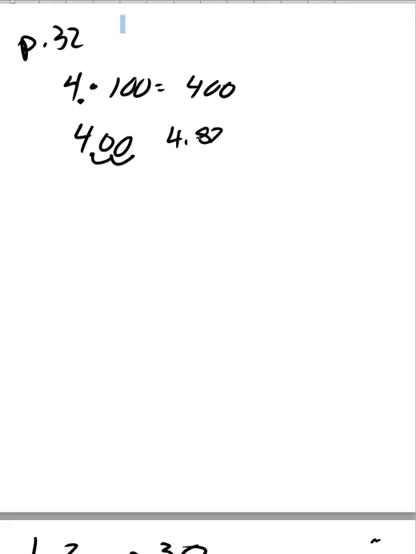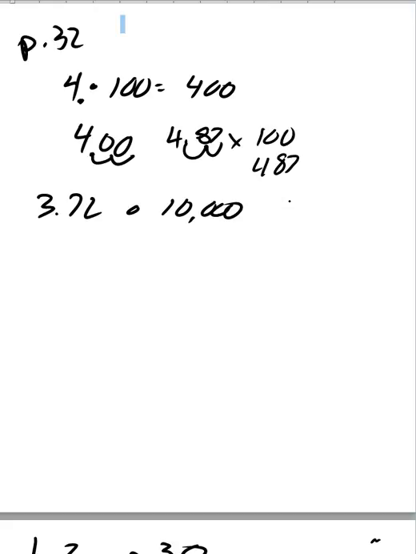Same thing would be true if you had 4.87 times 100. I move the decimal point 2 spots to the right, and I get an answer of 487. However many zeros you have there, that's how many places you move the decimal to the right. If we had a much larger number, say like 3.72 times 10,000, well, I've got 4 zeros there, so I have to move the decimal point to the right 4 places. So it'd be 1, 2, 3, 4. Fill those in, so my answer is 37,200.